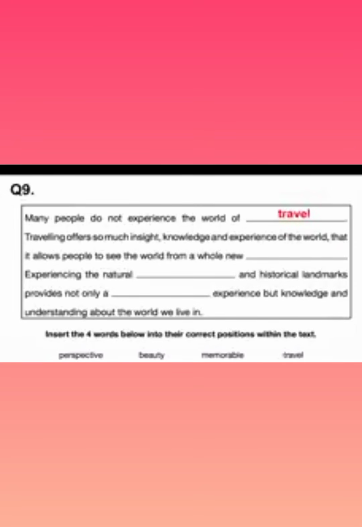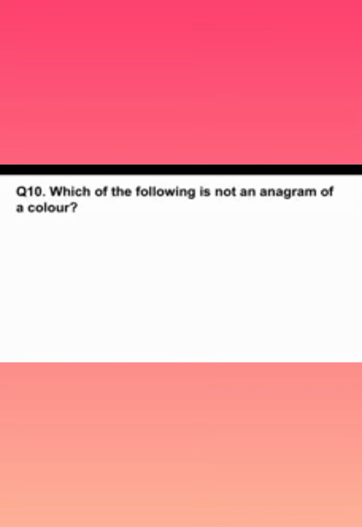This is quite a simple one. So travel goes there, perspective goes there, beauty goes there, and memorable goes there. What you might find as these kinds of questions get harder, and I'll tell you where to get some harder ones in a second, is it becomes tougher because some of the words could fit into each of the blank spaces. Number 10, which of the following is not an anagram of a colour?